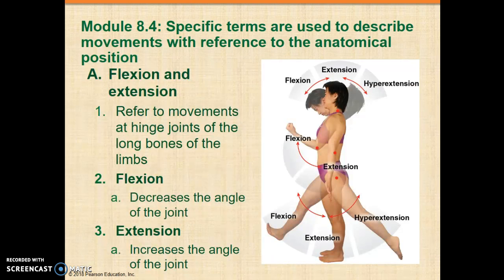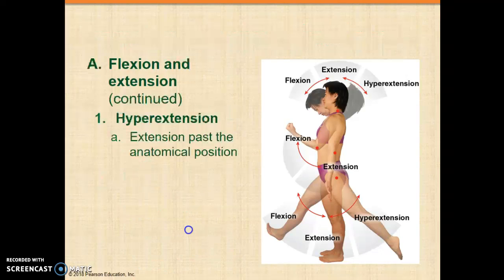We're going to use specific terms to describe these joint movements. They're fairly easy. Make sure you get up and actually practice them so that you can distinguish one from the other. If you straighten your arm out, that's extension. If you bend your arm, that's flexion. So with extension, you're increasing the angle of the joint. With flexion, you're decreasing the angle of the joint. Hyperextension is extension past the anatomical position.